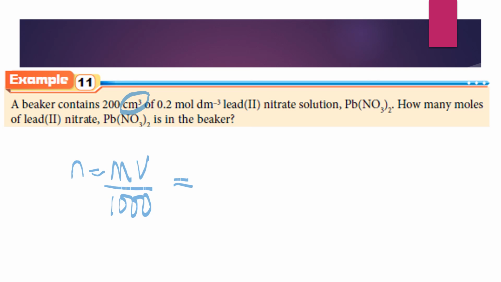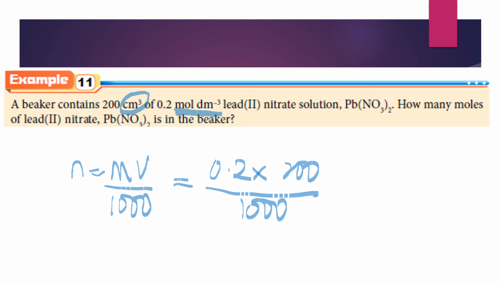Okay, so M is the molarity. Which one is the molarity? Look at the unit, mole per decimeter cube. So this one is the molarity, 0.2 times the volume now is 200, and you have to divide by 1000 to convert the unit. Okay, so 0.2 times 200 divide by 1000. So you got 0.04 mole.